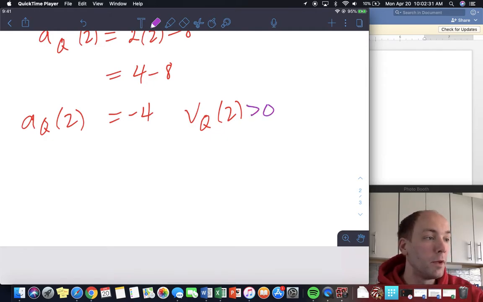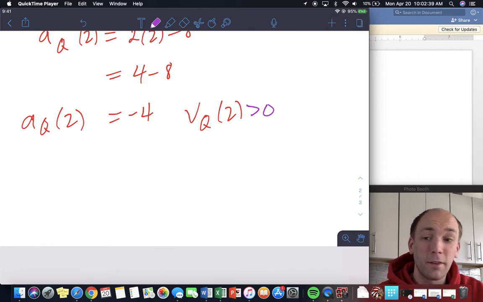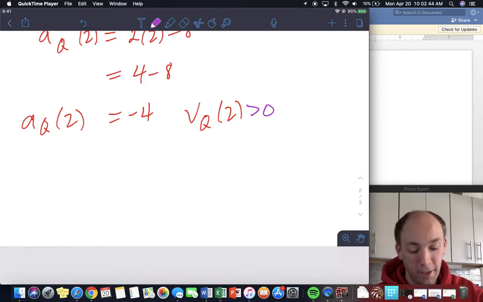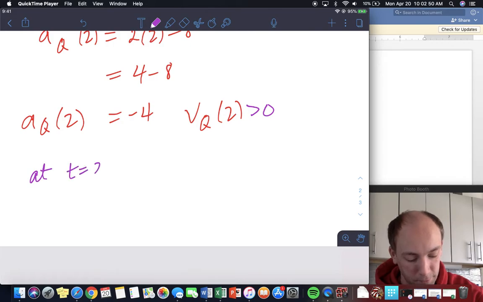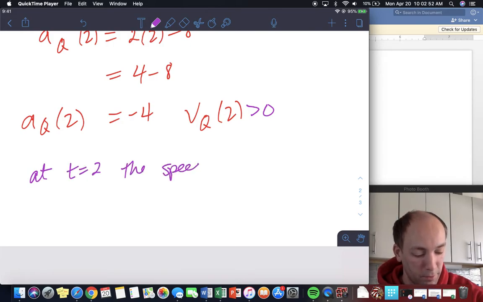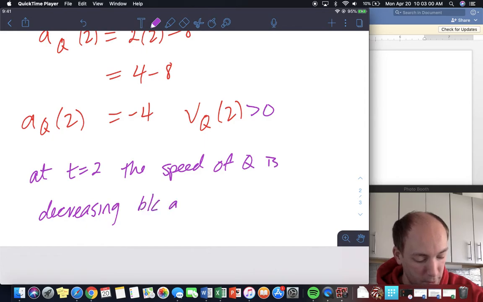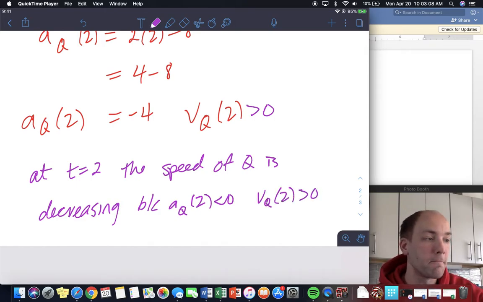Okay. Because the signs of the acceleration and velocity are different, one's positive, one's negative, the speed is decreasing. So I would say at t equals 2, the speed of Q is decreasing because acceleration is less than 0 and the velocity at 2 is greater than 0. Okay?